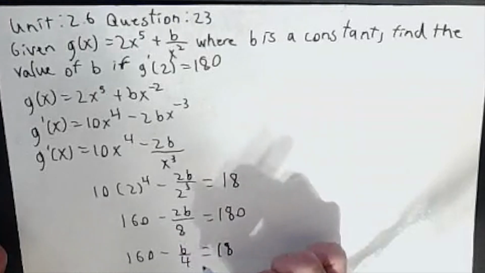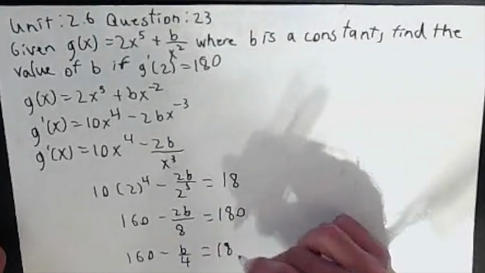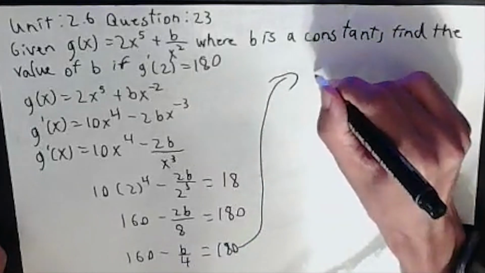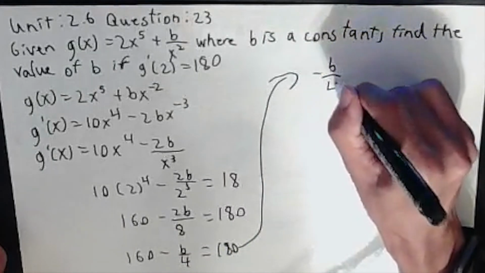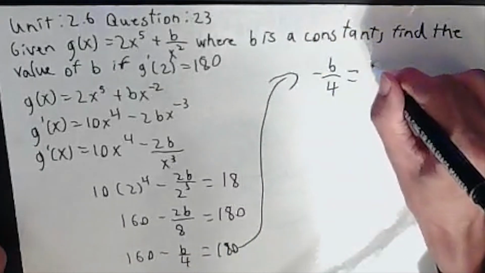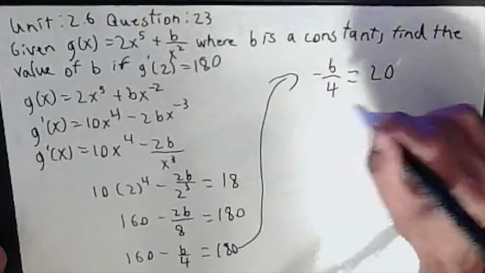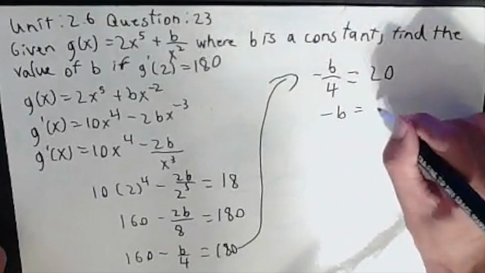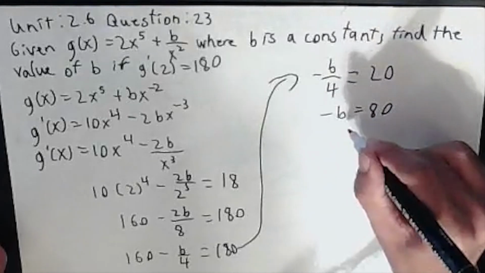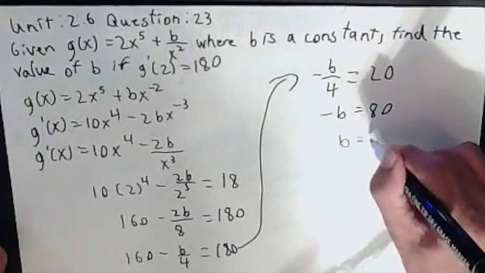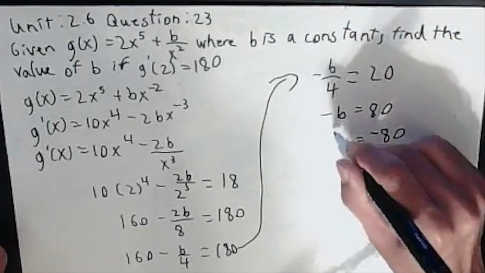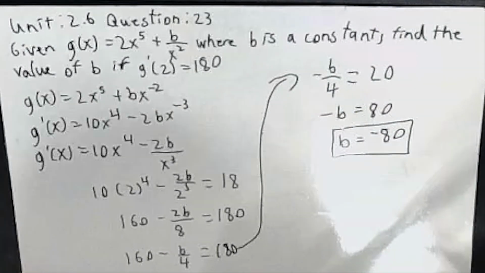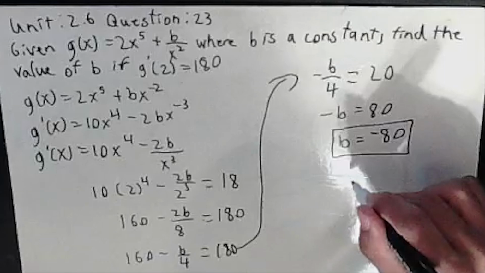I'm going to subtract the 160 from both sides. So I get negative b over 4 equals 20. And I'm going to multiply both sides by 4. So I have negative b equals 80. Lastly, I'm going to divide both sides by negative 1. So I get b equals negative 80 as our final answer. And in the actual question, that is one of the answer choices. So our final answer is E.